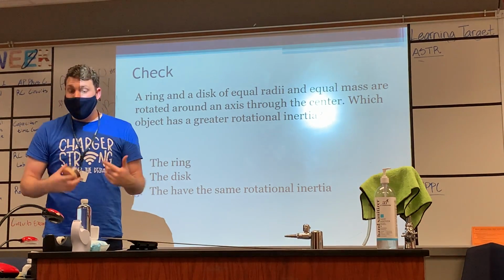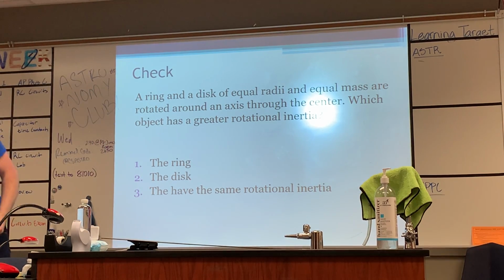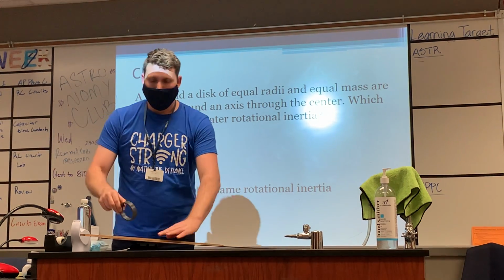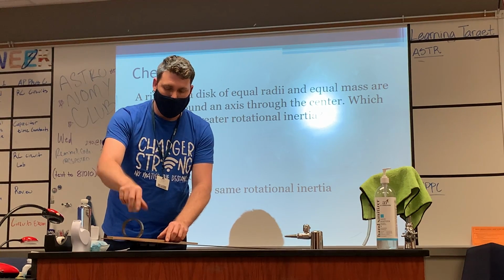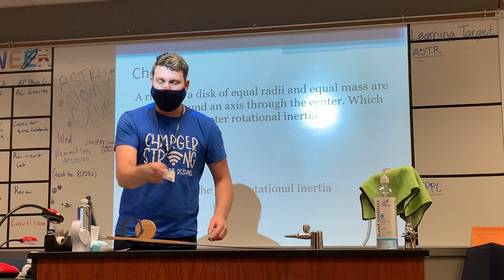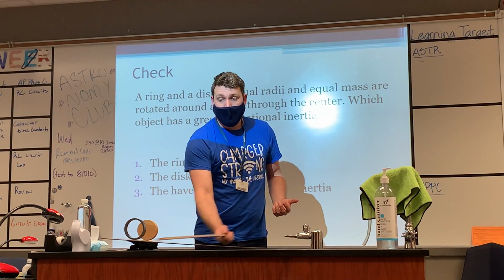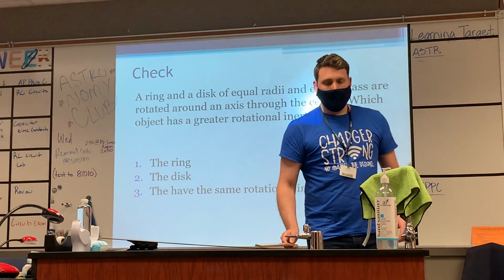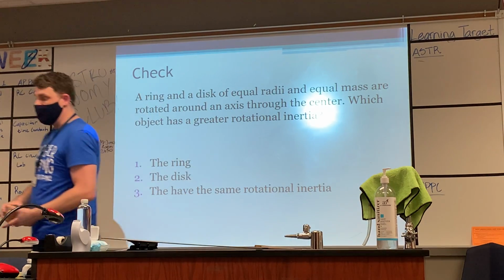And remember what that means. That means the ring has a greater resistance to being rotated. The ring does not like to be rotated. The disc doesn't mind so much. The disc is not as resistant. So does it make sense why the disc wins the race? The disc is less resistant to being rotated around its axis, so it wins the race. Same mass, same shape, but they have a different moment of inertia.